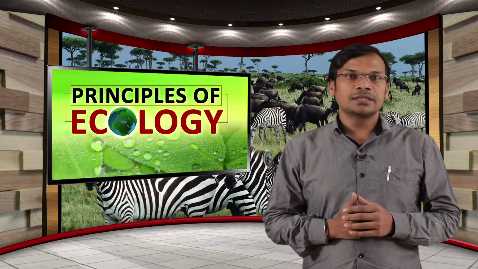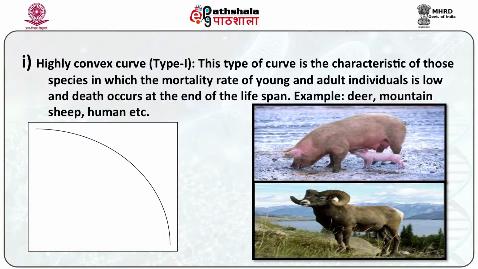A. Highly convex curve. This type of curve is also called the type 1 curve. It is characteristic of those species in which the mortality rate of the population is low up to the end of the lifespan. The organisms live throughout their age, and thus such species survive throughout their lifespan with low mortality rate in young and adult individuals. Many species of large animals such as deer, mountain sheep, man and small rotifers show this type of curve.